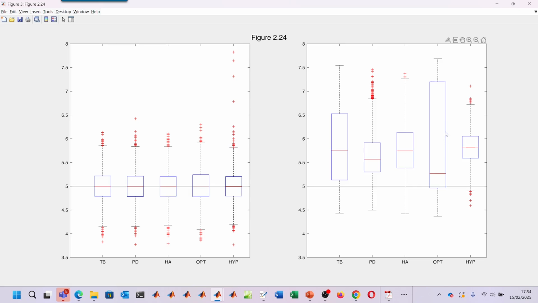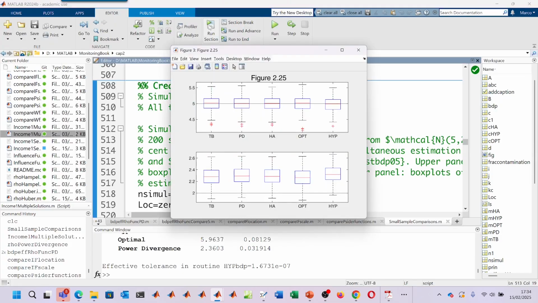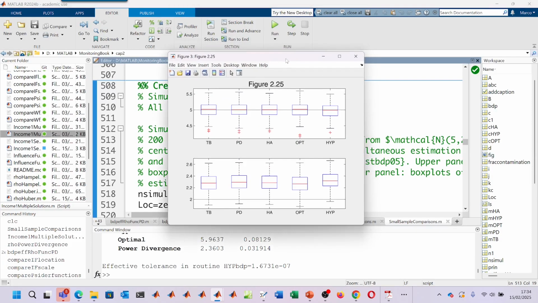It should perhaps be stressed that for ordinary least squares estimation, the estimate of mu, the location parameter of the regression model, is independent of the estimate of sigma squared. This is absolutely not the case for robust regression. Now we move to figure 2.25.